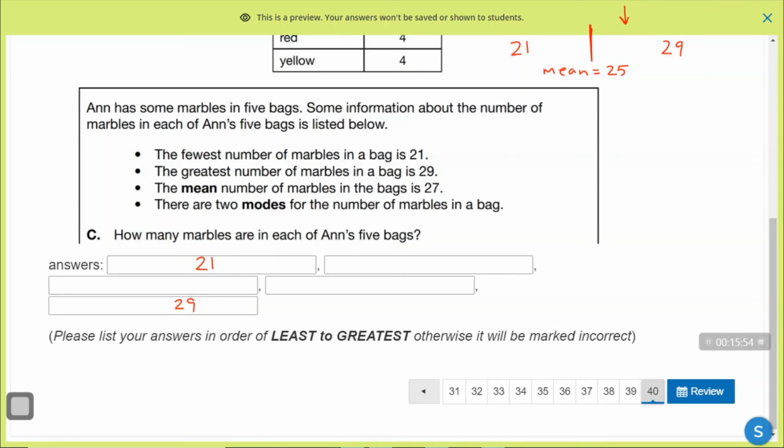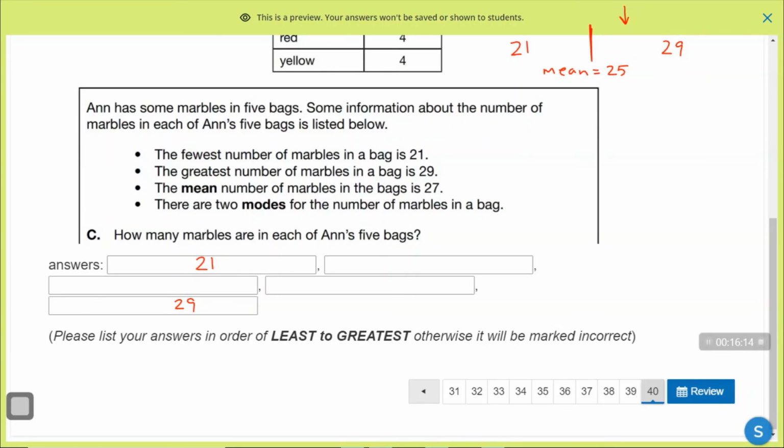All right, and the last part says there are 2 modes for the number of marbles in the bag. That means that if there's 5 numbers total and there's 2 modes, then 2 numbers are repeated twice and the other number is just there. So we're going to have 3 different numbers total is what we're looking for.